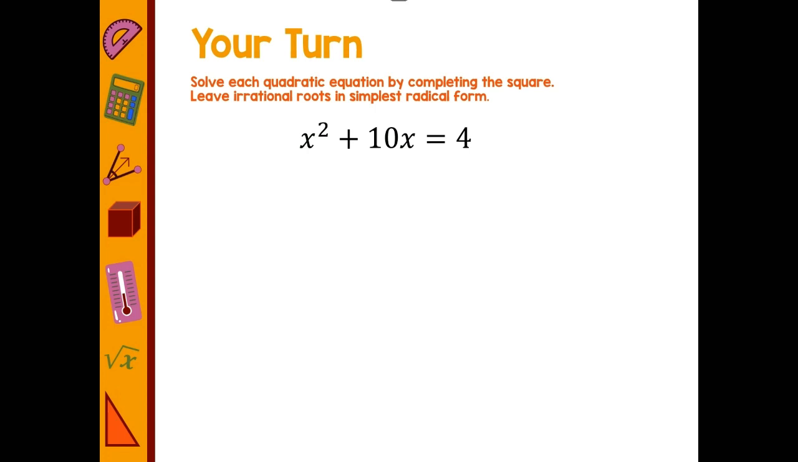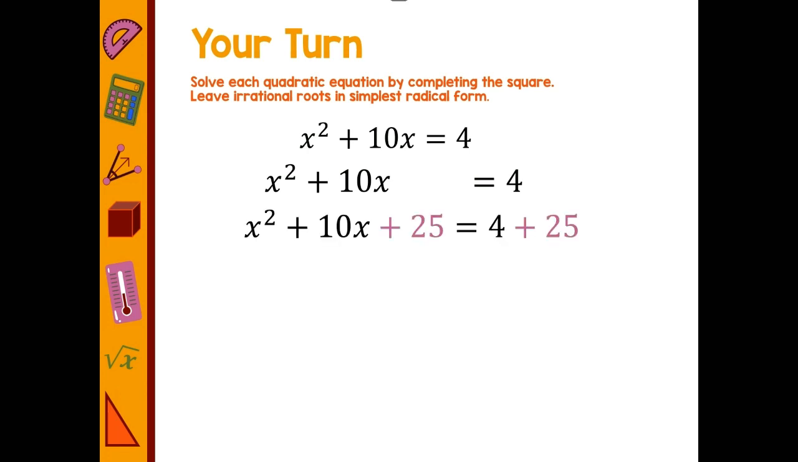All right, welcome back. Well, the 4 was already on the other side. That's a nice way to start. So then to complete the square, I'm looking for half of 10. Half of 10 is 5. 5 squared is 25. So I'm going to add 25 to both sides. Factor (x plus 5) squared. And then 4 plus 25 is 29.